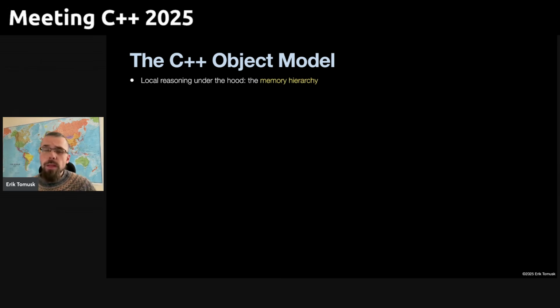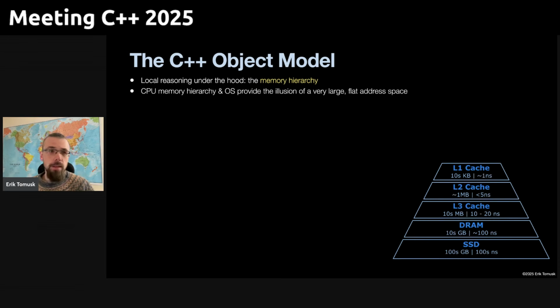Now, it's helpful to think about what makes local reasoning possible. And one of the considerations is the memory hierarchy. I think most people in this audience will have seen this diagram before. We all know that a modern CPU has a memory hierarchy, so various levels of cache, which are ultimately backed by DRAM and potentially also a swap file on disk.